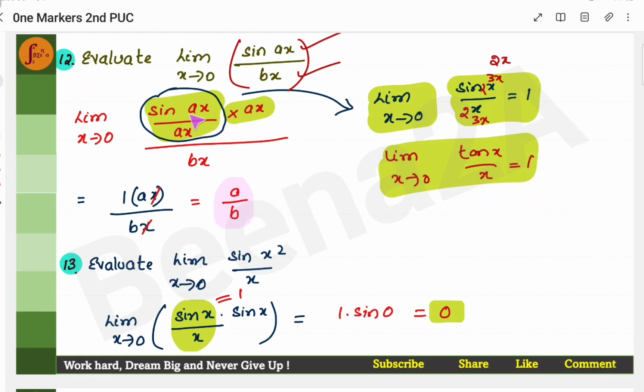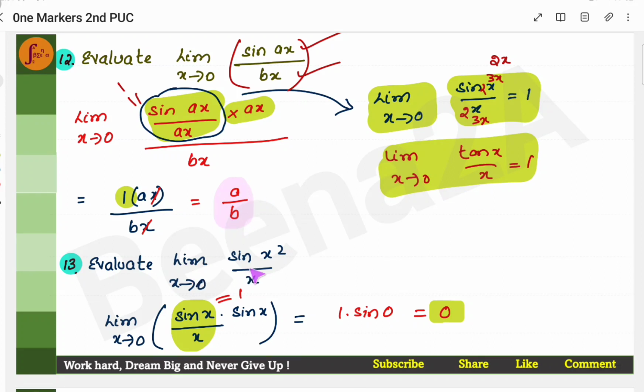Now I'll not cancel it. What I will do is take sin x by x separately. I'll apply the theorem because sin x by x is 1. So this is equal to 1, and I'm left with ax in the numerator and bx in the denominator. So x and x will get cancelled, and I'm left with a by b.